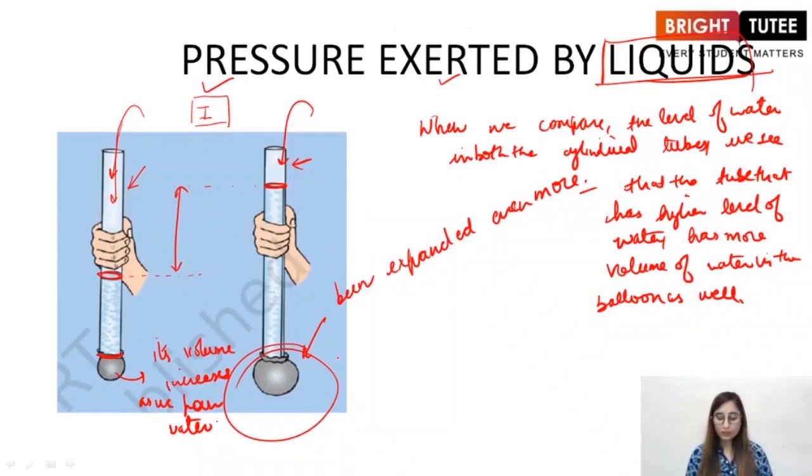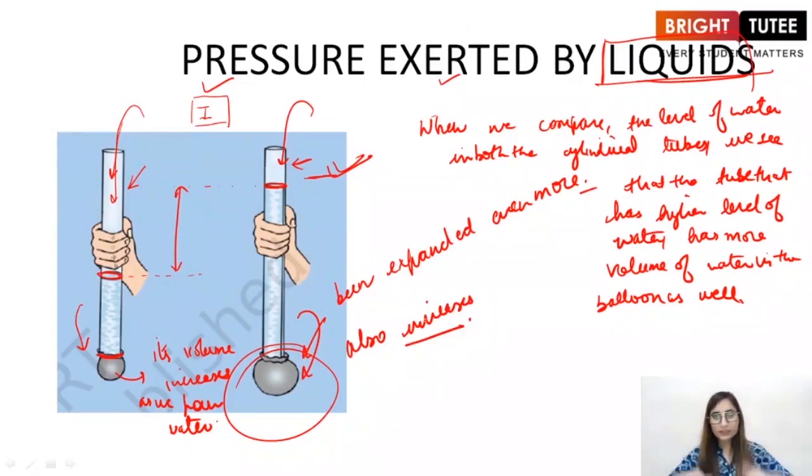So what does this tell you? That water exerts pressure on the balloon, on the walls of the balloon. That is why when you increase the level of water, the pressure on the balloon also increases. Right? The pressure also increases. That is why the water basically exerts pressure and the balloon expands even more. So this tells you that with the level of water, the pressure exerted by the water present inside the tube also increases. This tells you that water exerts pressure on the bottom of the tube.